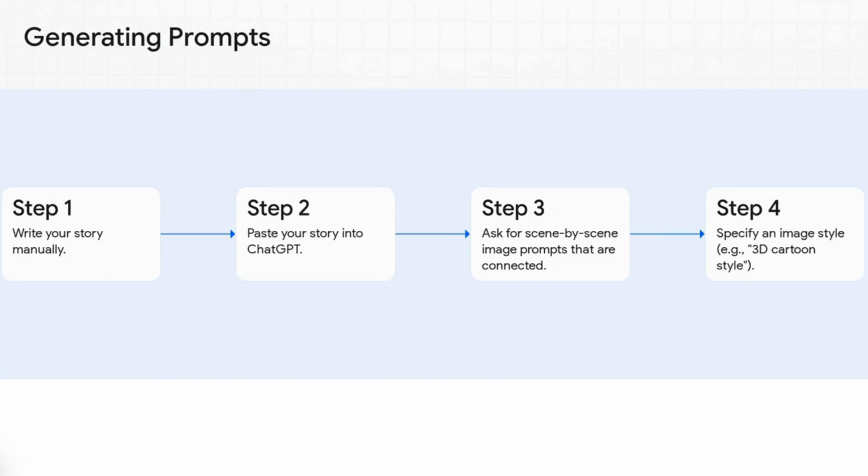So how do you get those perfect prompts? It's a really straightforward process. First, just write out your story. Easy enough. Next, copy and paste that story into ChatGPT. Then, you're going to ask it to create image prompts for each scene, and make sure you tell it that each image has to connect to the next one. And finally, be specific about the visual style you want, something like 3D cartoon style, to keep everything looking consistent.